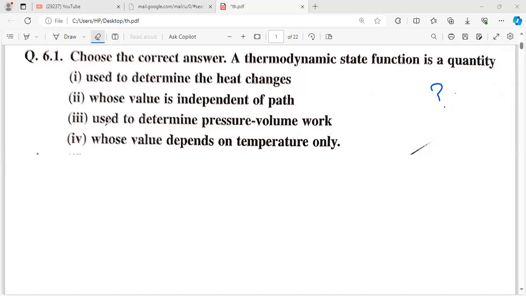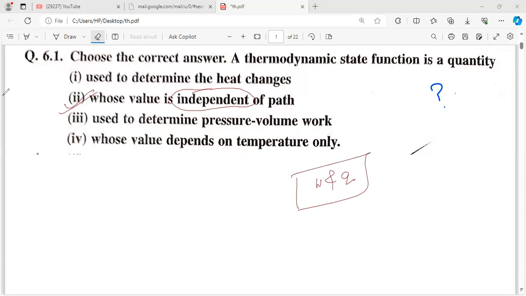Okay. So independent means not depending, right? Independent means not depending. So thermodynamic state function, that is what you are saying, correct? Path function has only two quantities, work and heat. So you will realize that is the correct one. Now let us move on to the next question.